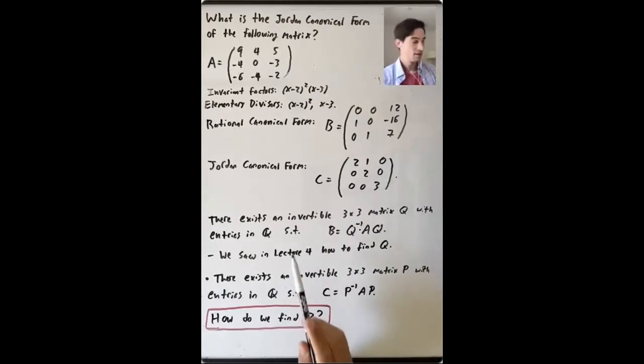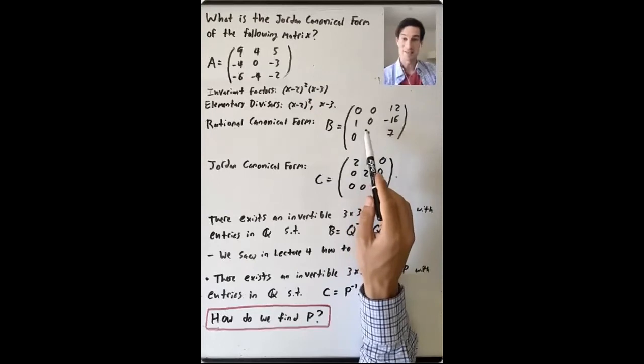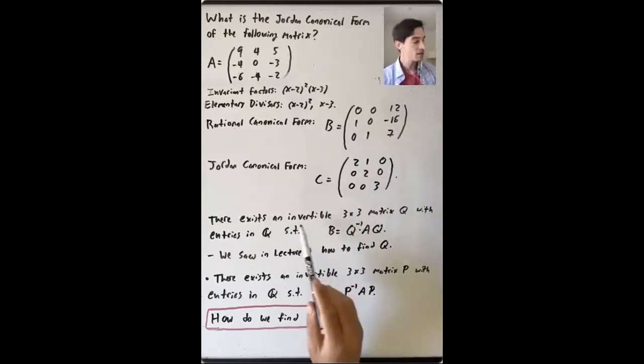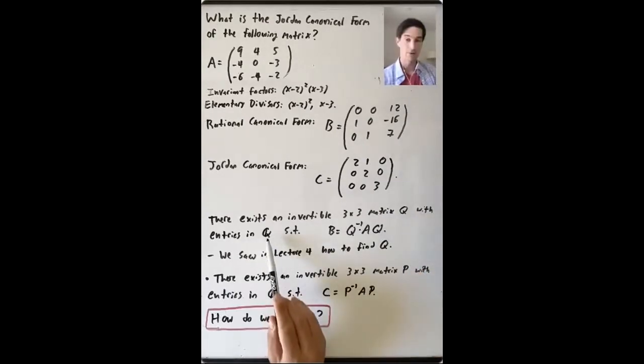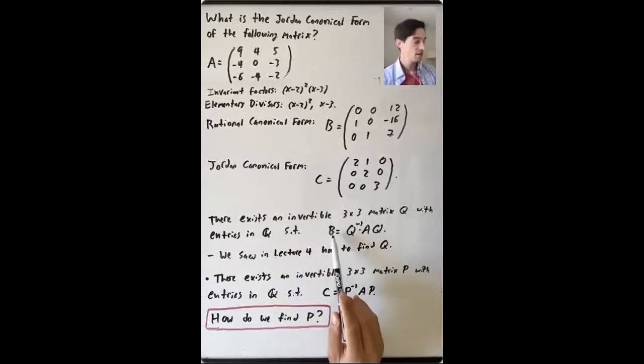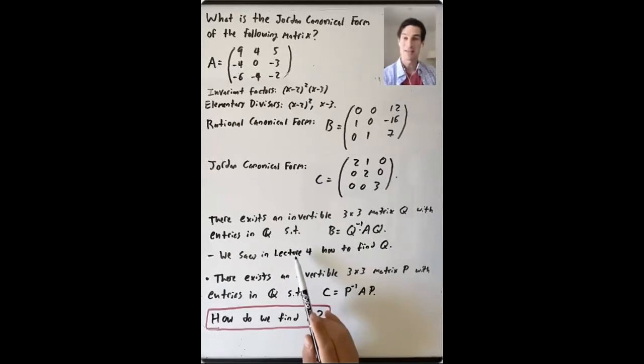But the fact that the rational canonical form of this matrix is this B here means that there exists an invertible 3 by 3 matrix, let's call it Q, with entries in the rationals such that B equals Q inverse AQ. How do we find this matrix Q? Well, we talked about that in lecture 4. We talked about the invariant factor decomposition algorithm for an F[x] module.